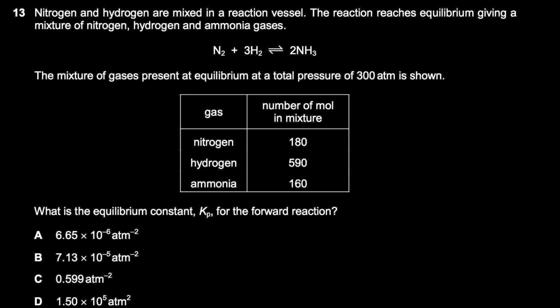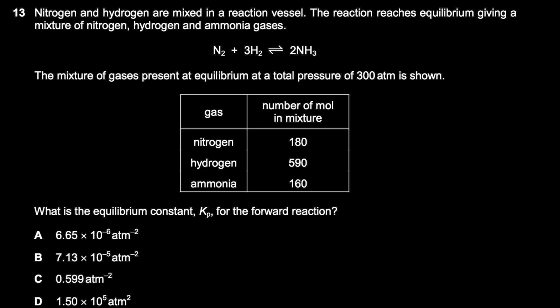Nitrogen and hydrogen are mixed in a reaction vessel. The reaction reaches equilibrium, giving a mixture of nitrogen, hydrogen, and ammonia gases. The mixture of gases present at equilibrium at a total pressure of 300 atmospheres is shown. What is the equilibrium constant Kp for the forward reaction?